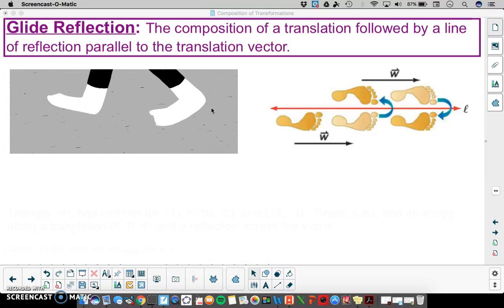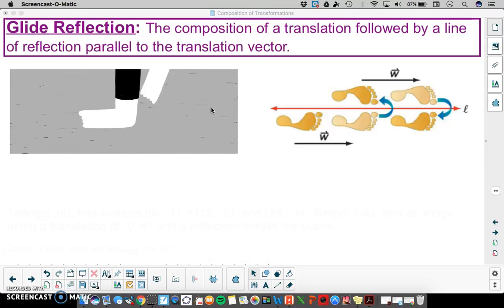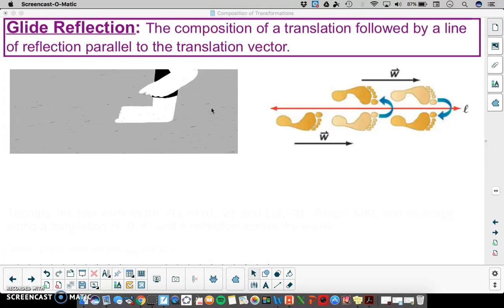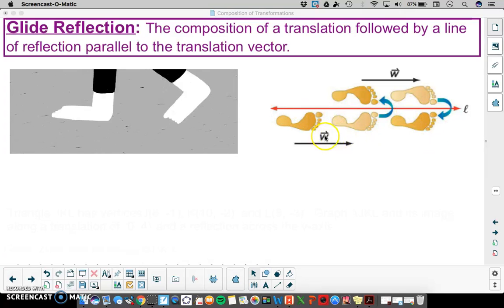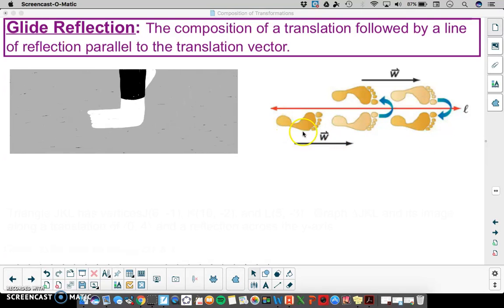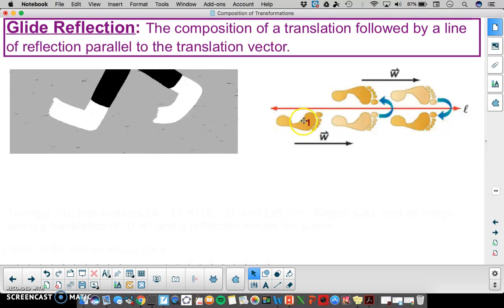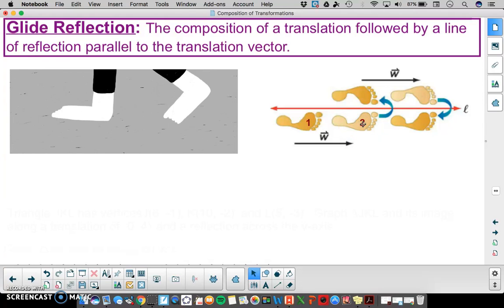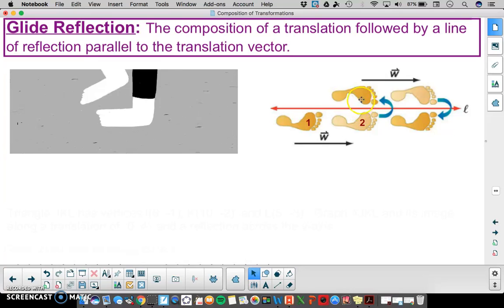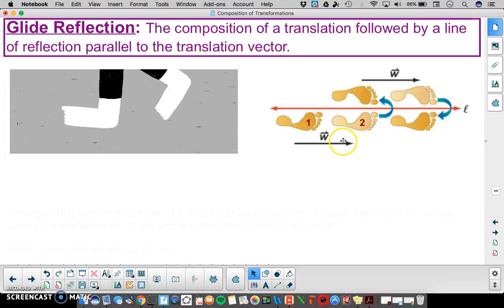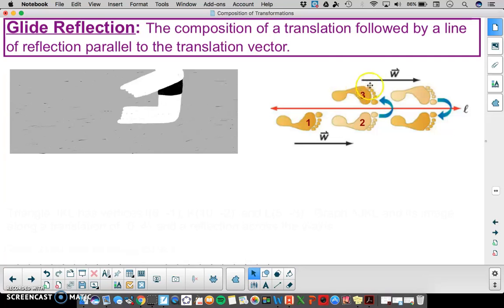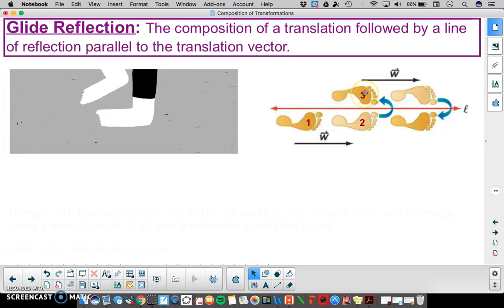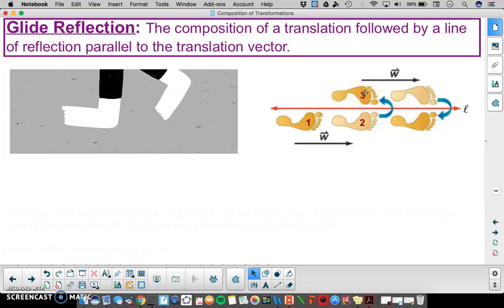This is a composition of a translation, then we follow it with a reflection across a line that's parallel to our translation. So we can see these footprints here. They are following a glide reflection. So starting with this footprint here, we glide along that vector W to get to this footprint. Then we reflect across line L, which is parallel to vector W. And then we end on this yellow footprint. So going from 1 to 3 would be considered a glide reflection.